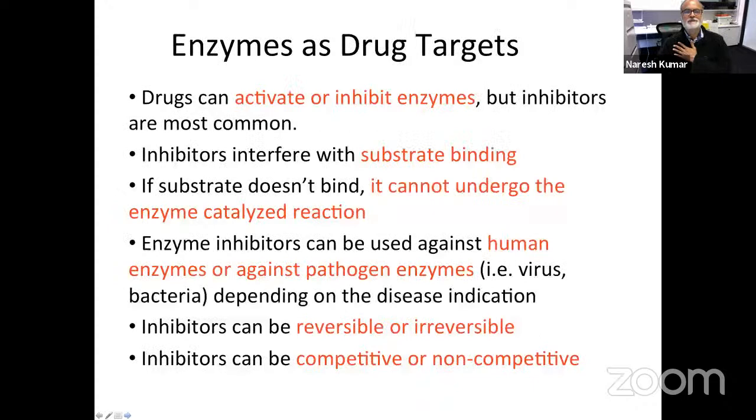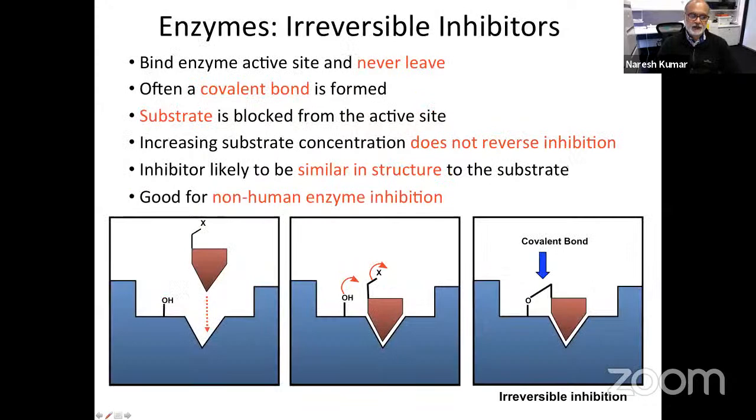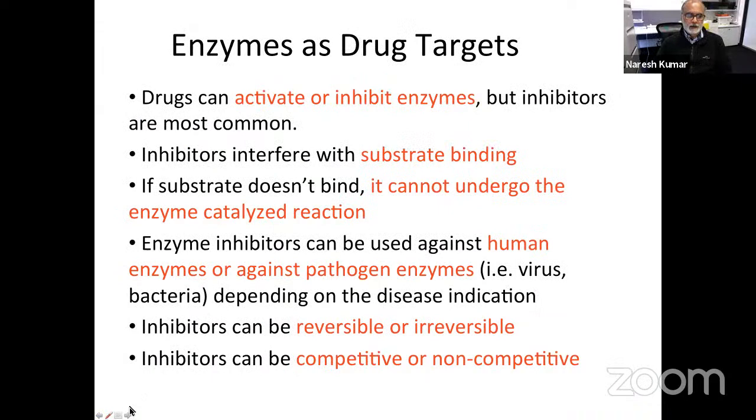Now let's look at how enzymes can act as drug targets. What do drugs do in this case? So just a little bit of text to go with it. Drugs can do both things. They can activate or inhibit the enzymes, but inhibitors are most common. Okay, so the enzyme is doing a function and you inhibit that function by using a drug.